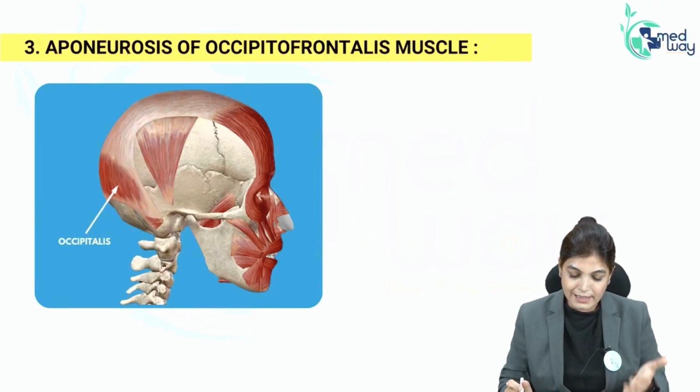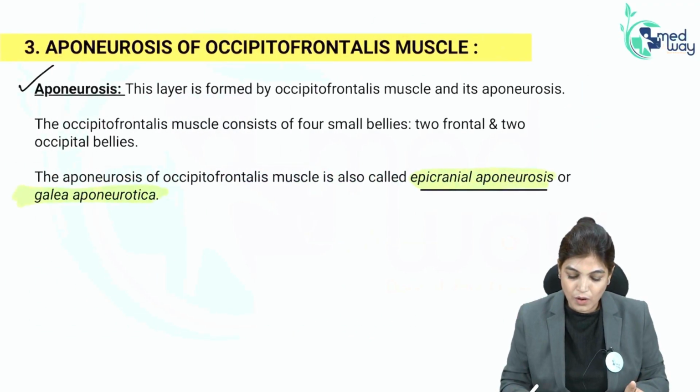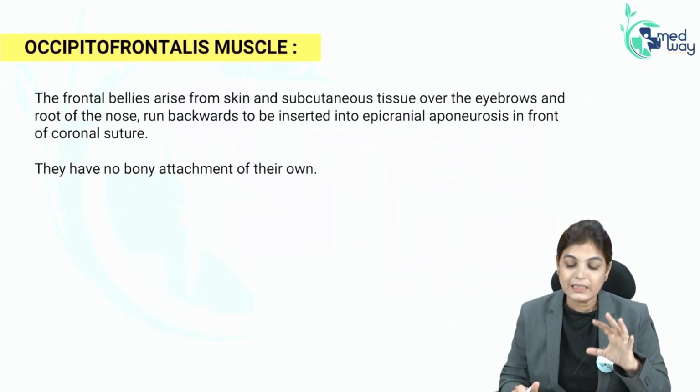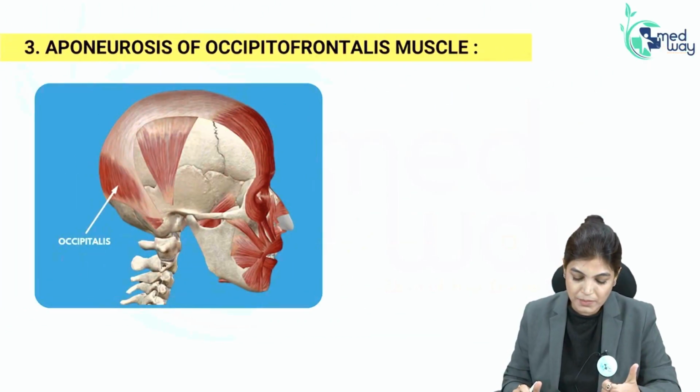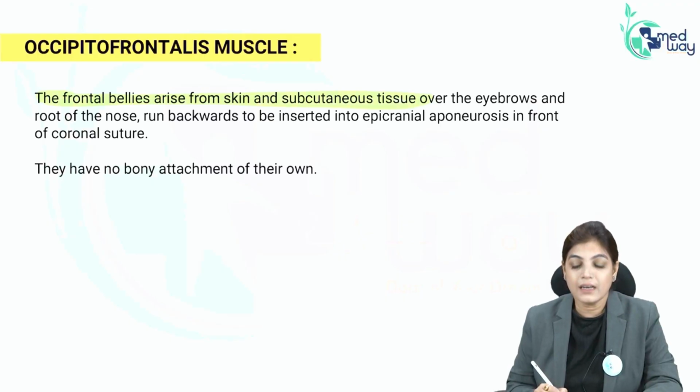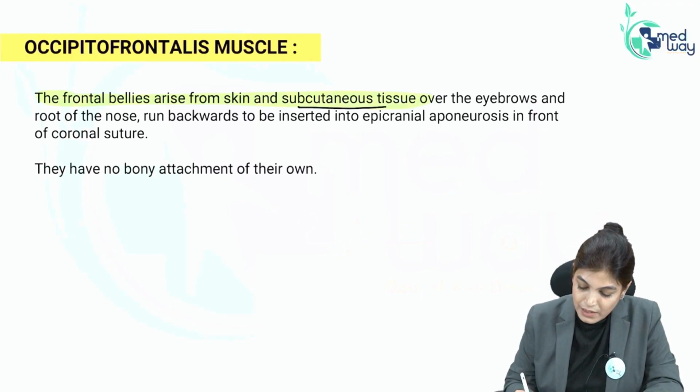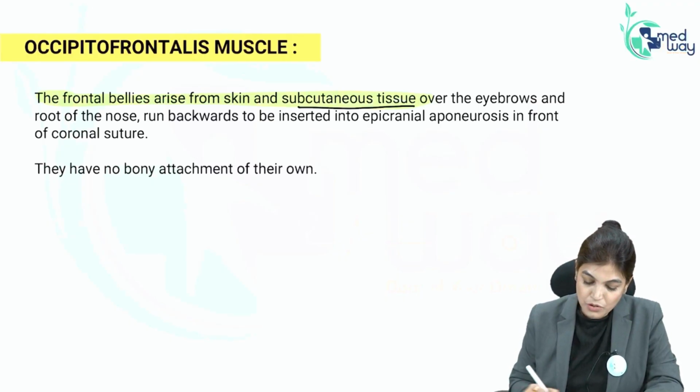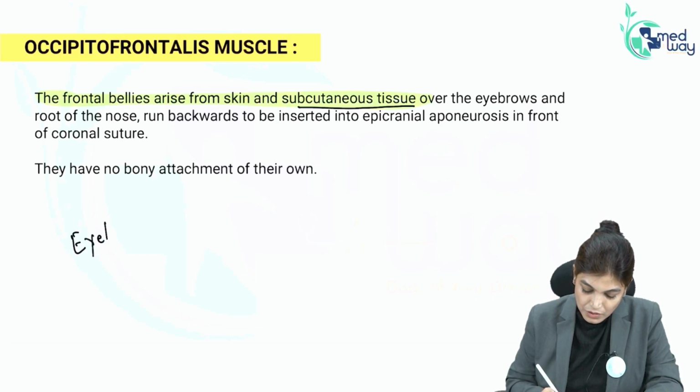Now here the next is the occipitalis belly. I just also want everybody to understand that I am coming to the occipitalis belly, but first the frontal bellies. If you talk about the origin of these frontal bellies, they originate from the skin and the connective tissue, that is subcutaneous tissue, which is around the eyebrows and the root of nose.